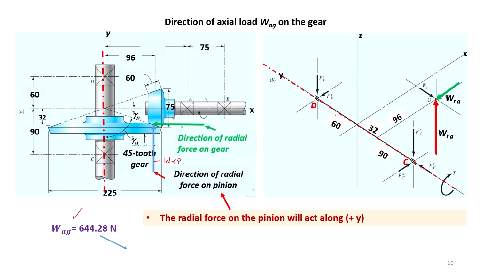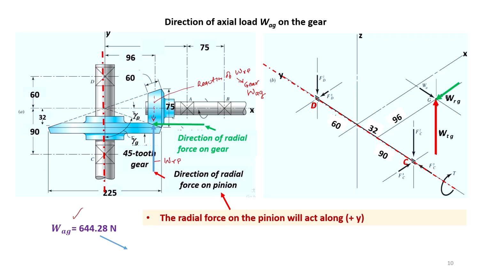So, the reaction of this WRP will be in this way. This is the reaction of WRP, and the reaction will act on the gear. So, this is the force which will act on the gear applied by the pinion, and this force is acting in the axial direction, and so this force will be your W axial for the case of gear.